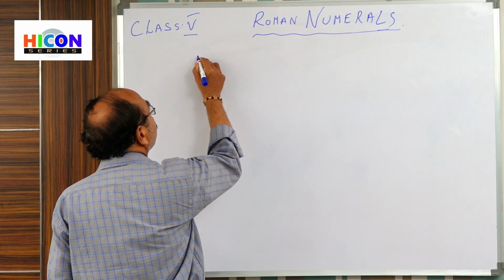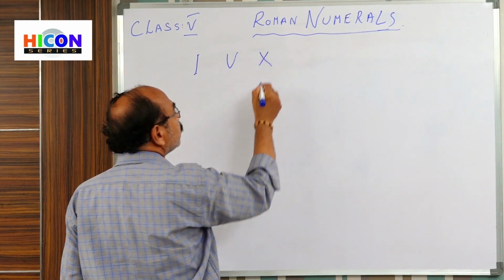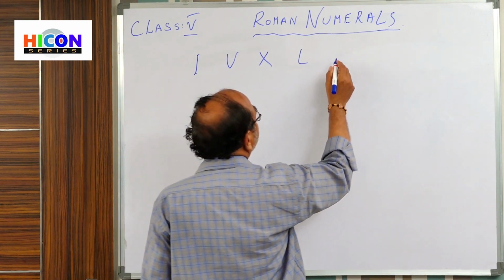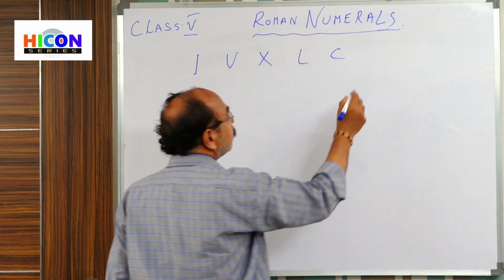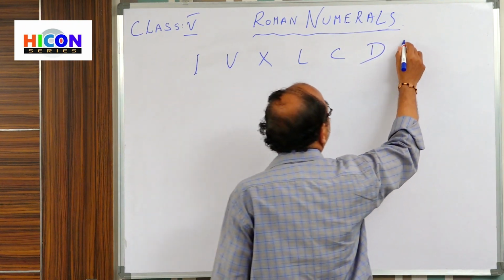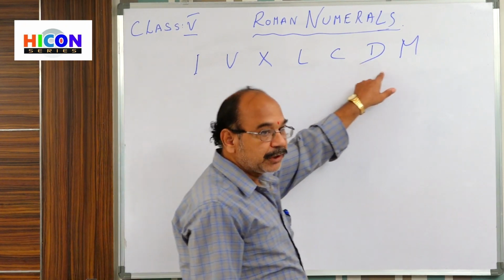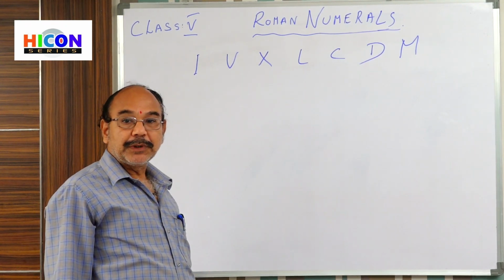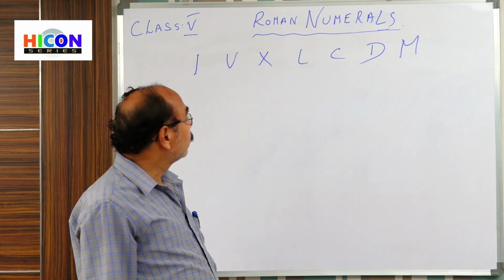I, V, X, L, C, D, M. 1, 2, 3, 4, 5, 6, 7. They used only 7 symbols or 7 digits to write the numbers.